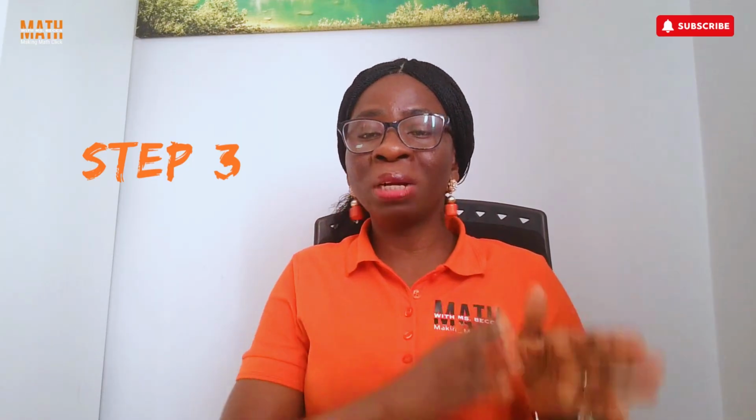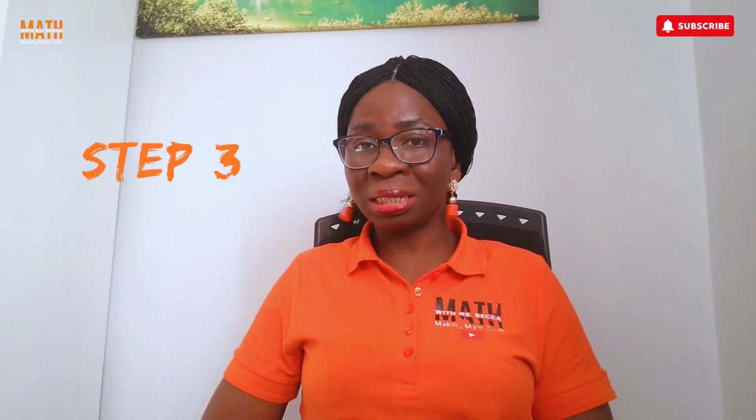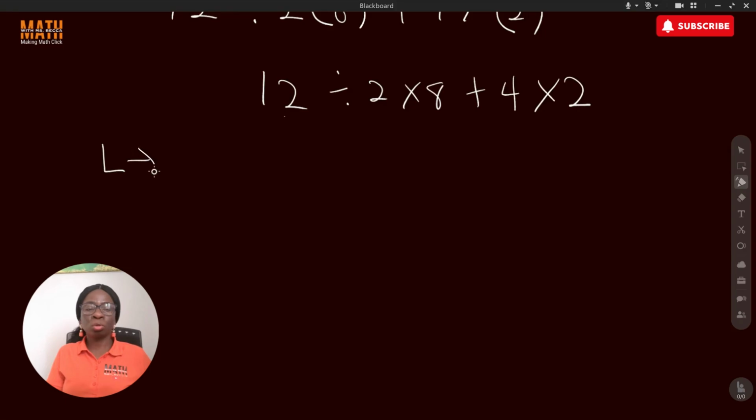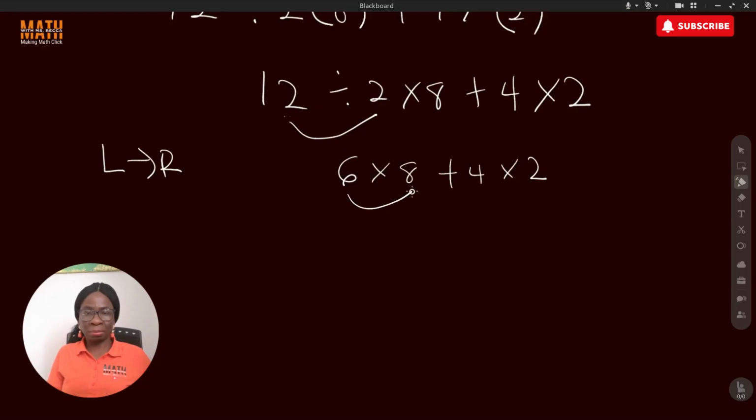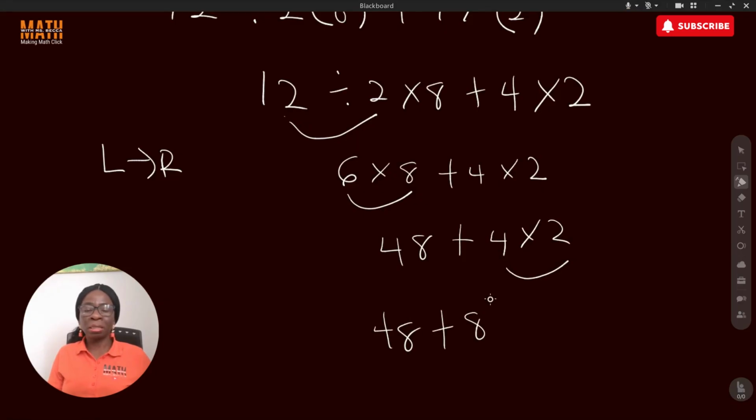Step 3, do multiplication and division from left to right, because multiplication and division are equal in priority. So we go from left to right. Here 12 divided by 2 becomes 6, and then we have 6 times 8 plus 4 times 2. Now we multiply 6 times 8, which gives 48, then we have plus 4 times 2. Then we multiply this, so we have 48 plus 8.